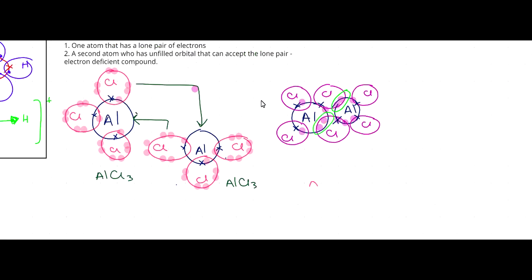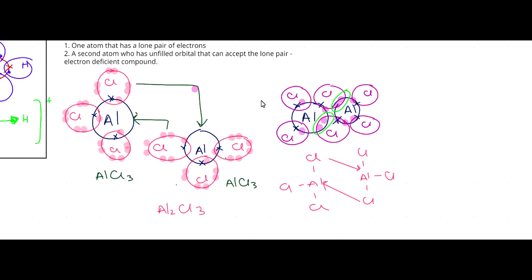Al, Cl, Cl, Cl. So this chlorine will donate its lone pair of electrons to this aluminium, and this chlorine will donate its lone pair of electrons to this aluminium. Right? So this is what your structure is going to finally look like, and the formula is going to be Al2Cl3. So in this case, I'm getting two covalent dative bonds.